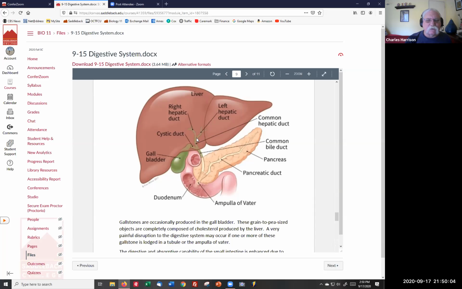Here's the left hepatic duct. Here's the right hepatic duct. Some books just call them hepatic ducts. And then we have a common hepatic duct, usually called just a hepatic duct. I'll review this in a second. Here's the gallbladder. The exit or entrance into the gallbladder is the cystic duct. When the cystic duct joins the hepatic duct, you have this longer duct here. And this is the common bile duct.